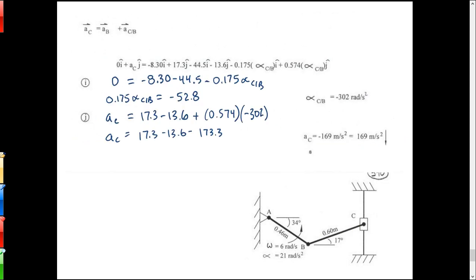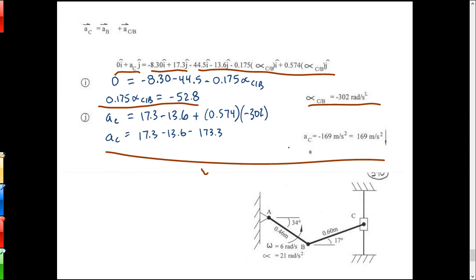So once you've got the relative, you just solve out. Once you've got the whole equation, we've got a sub C on the left, a sub B on the right, and then four terms for a sub C with respect to B, the normal and the tangential. The alpha is an unknown, and a sub C is the unknown. Solve out the i equation first, you get alpha. Throw that into the j equation, you get a sub C.